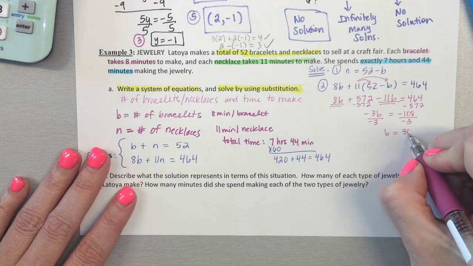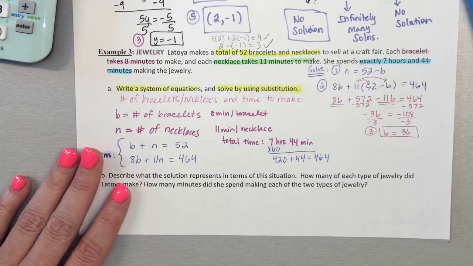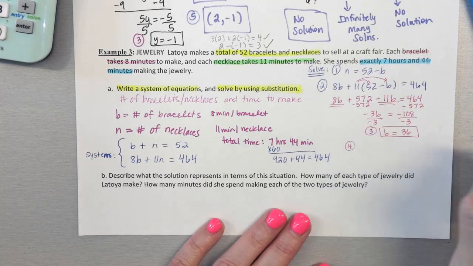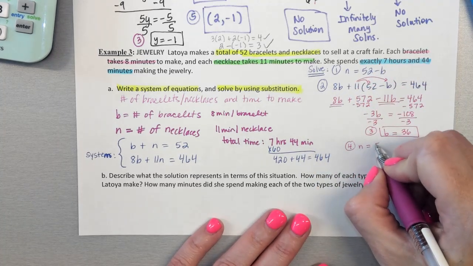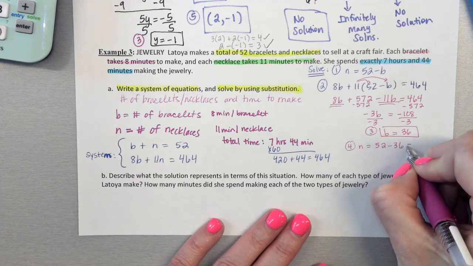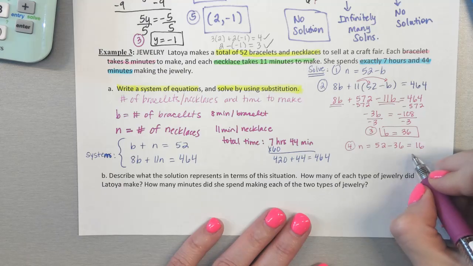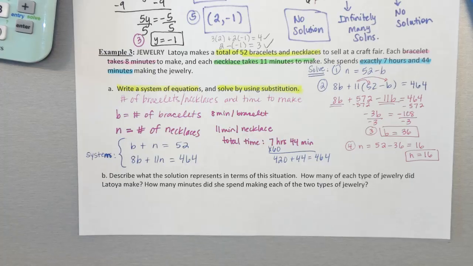So make sure you're doing those checks with yourself: does my answer make sense for this problem? If you got a negative, okay, that doesn't make sense there. And then for step 4, I would just plug this into the equation we did in step 1, 52 minus 36, and then we get 16. So the bracelets are 36, the necklaces are 16.